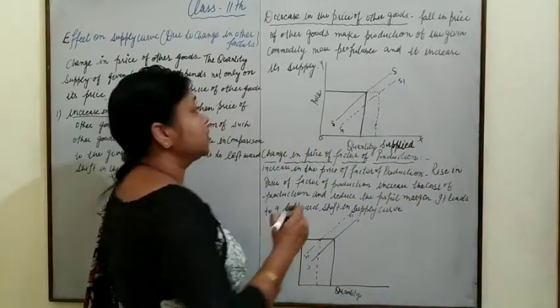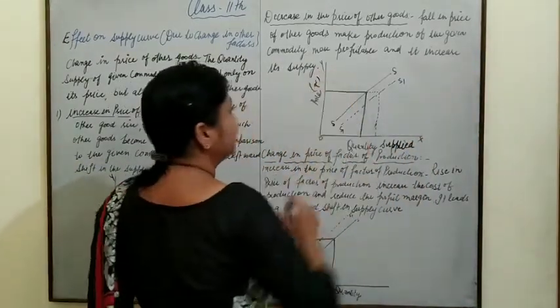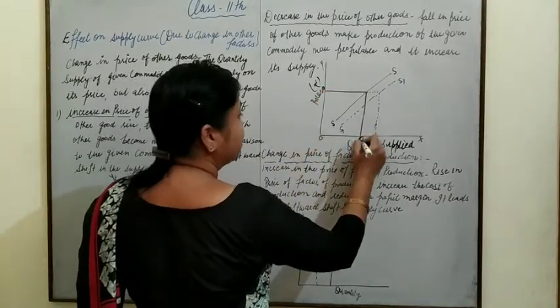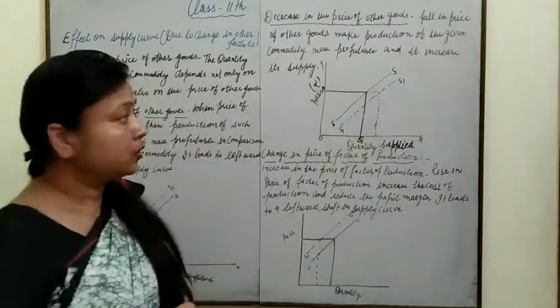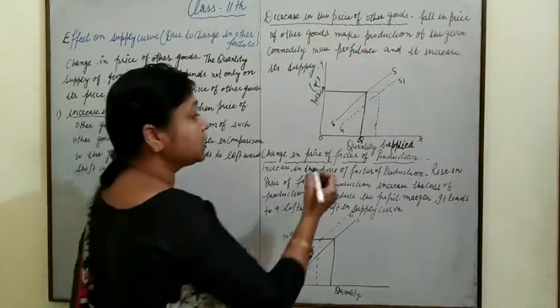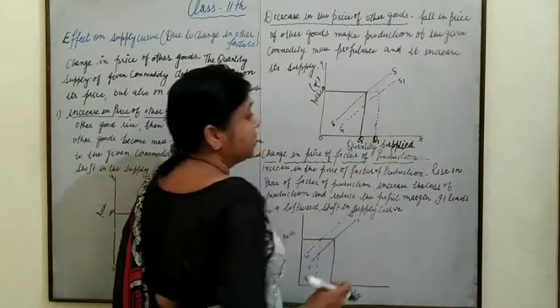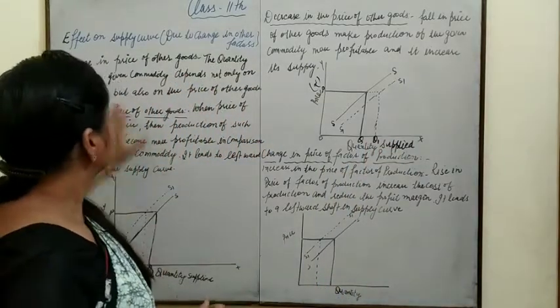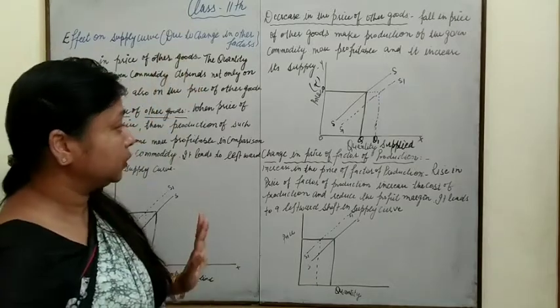On the OY axis, we will show the price. Whenever the price is P, the quantity supplied is Q. Now, the price of other goods falls. We will increase our supply, so our supply curve will be shifted rightward. This is due to a change in the price of other goods.